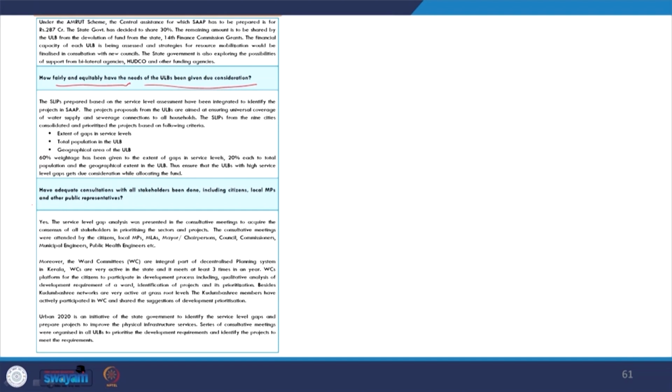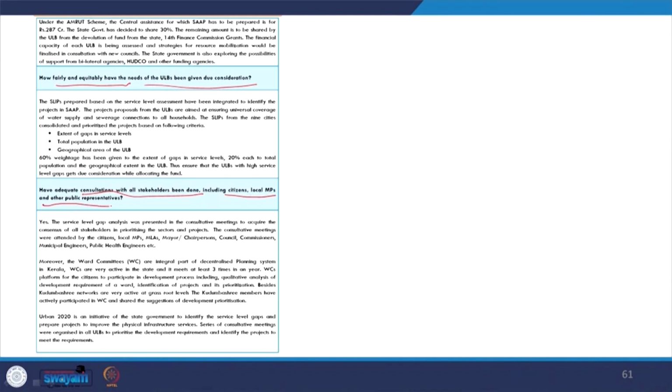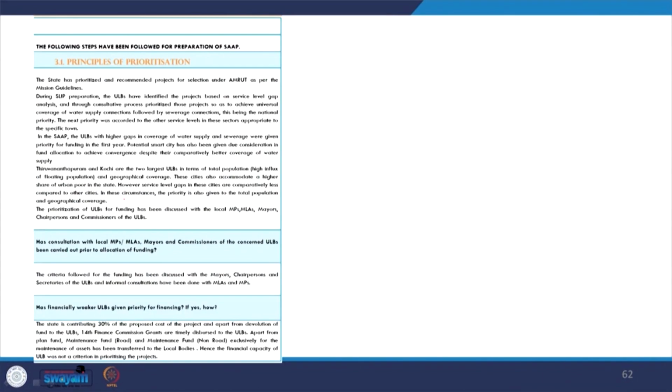Further, we see another important component: whether adequate consultation with all stakeholders has been done. As we see, this is a reverse process that we are following; we are coming from the bottom-up approach. So it also ensures how the consultation of the different stakeholders has been done. We see how the citizens, local MPs and other public representatives have been engaged in the process.